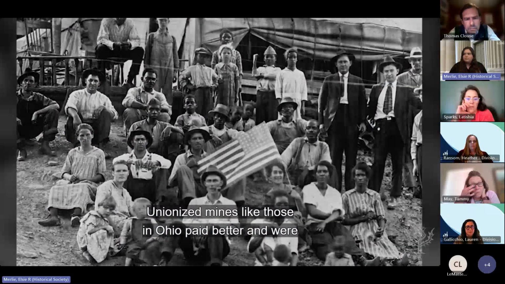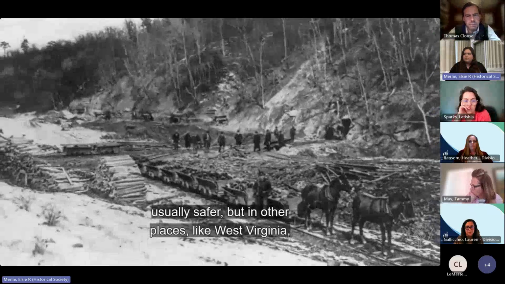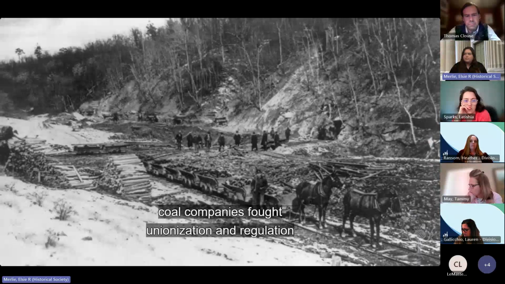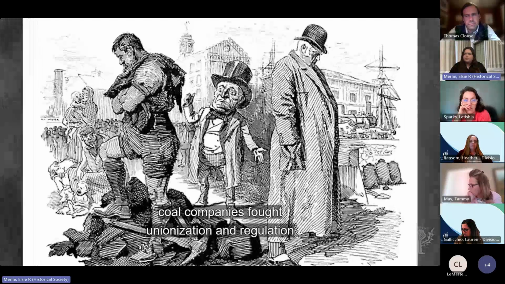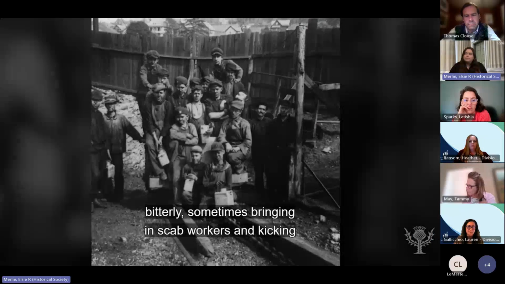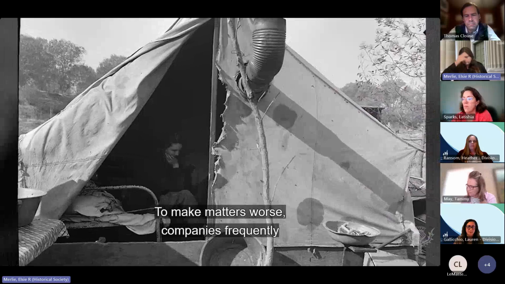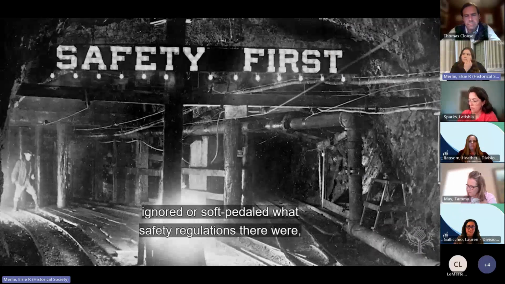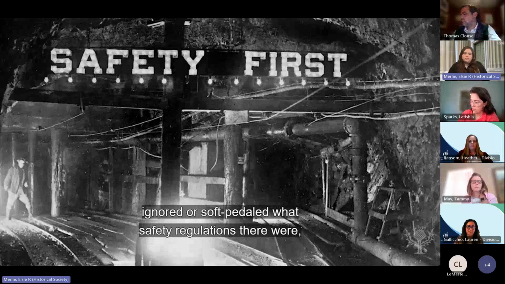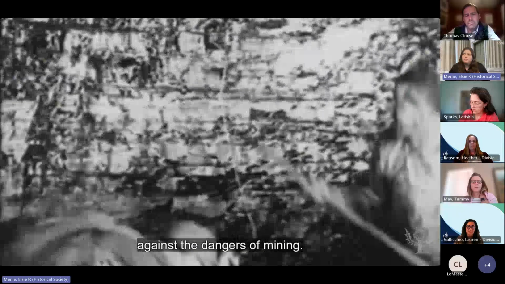Unionized mines like those in Ohio paid better and were usually safer, but in other places, like West Virginia, coal companies fought unionization and regulation bitterly, sometimes bringing in scab workers and kicking miners' families out of company homes. To make matters worse, companies frequently ignored or soft-pedaled what safety regulations there were, leaving workers to rely on each other against the dangers of mining.